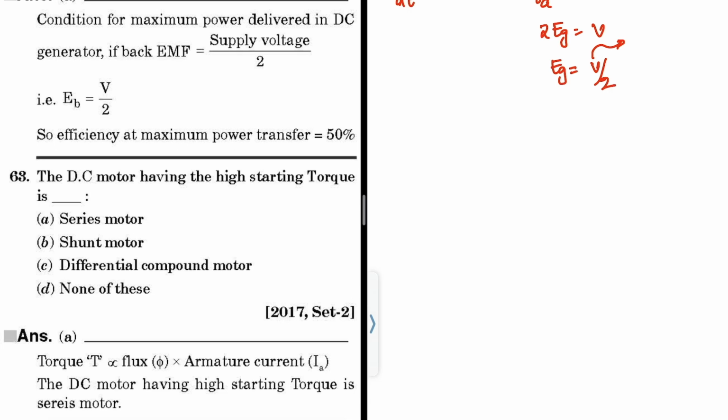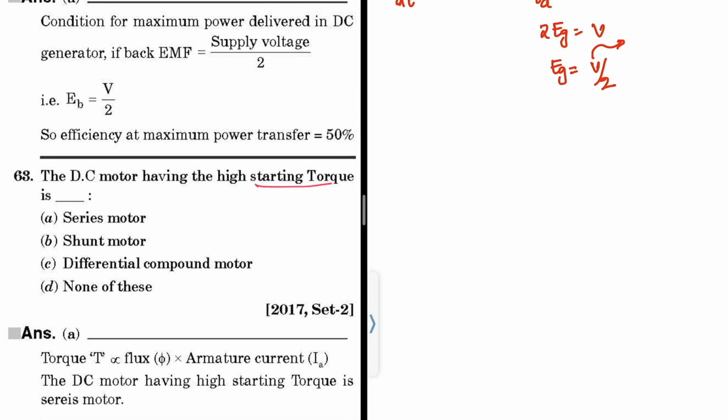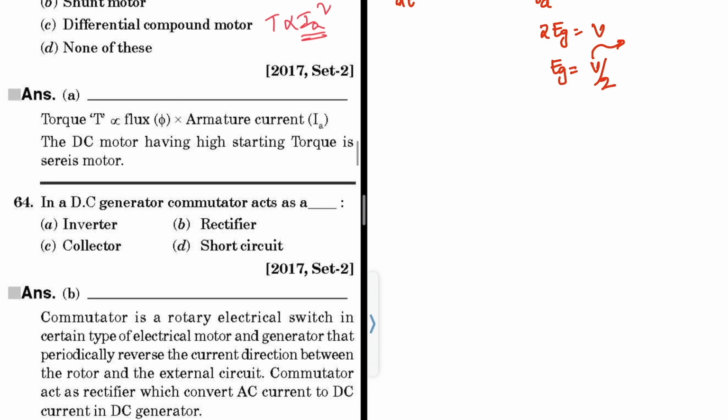The DC motor having the high starting torque. In general, torque is directly proportional to phi into Ia. In series motor, flux is directly proportional to Ia, so torque is directly proportional to Ia square. So it will provide high starting torque. So answer will be series motor.